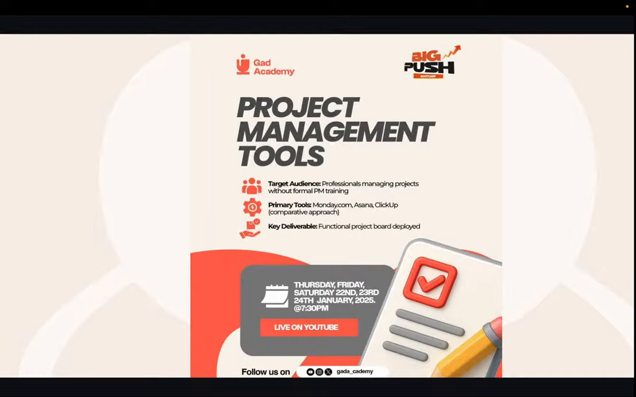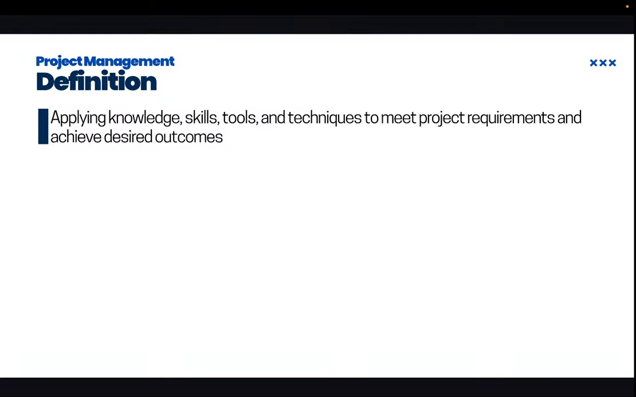Today we are discussing the introduction to project management. And as part of this journey, we are going to look at project management tools. Yes. So let's get started. Now, when we talk about project management, first and most important, we have to know the definition. Then we take it from there, right? So when we talk about project management, it simply means applying knowledge, skills, tools, and techniques to meet project requirements and achieve desired outcomes.